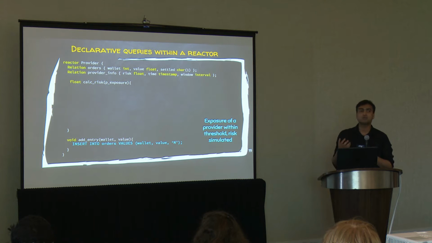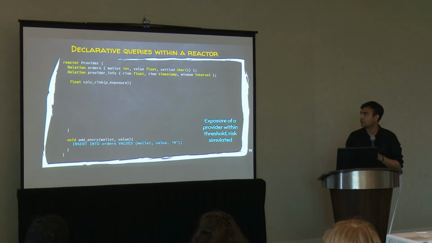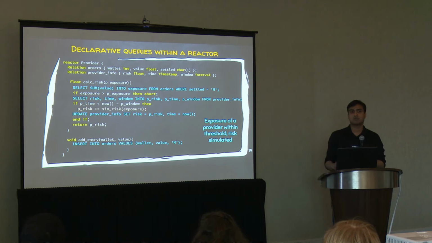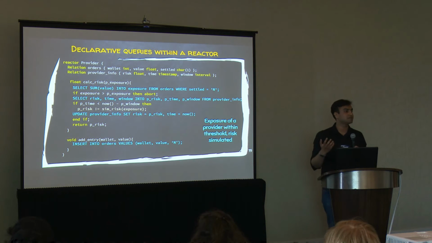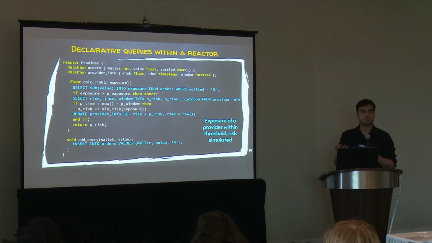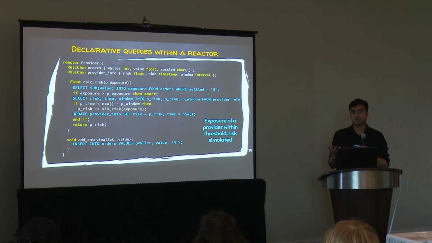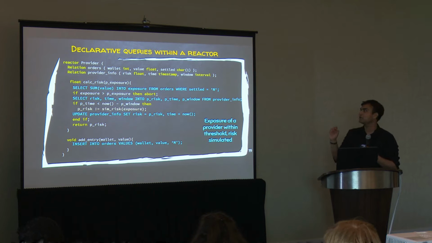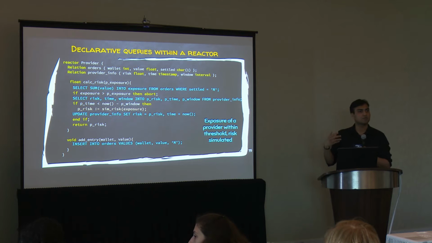Coming back to our provider reactor, in this we have a calc risk function that computes the exposure of a provider and ensures that it's within some threshold and then simulates the risk associated with this provider. In order to do that, you can use declarative queries to compute the exposure by summing all the unsettled orders. Then you can use this exposure to invoke a risk simulation and return that as a result if need be. Again, the details of the program are not important. The main takeaway here is that you can use declarative queries to access the encapsulated state and mix that with some imperative code, very similar to stored procedure programming.